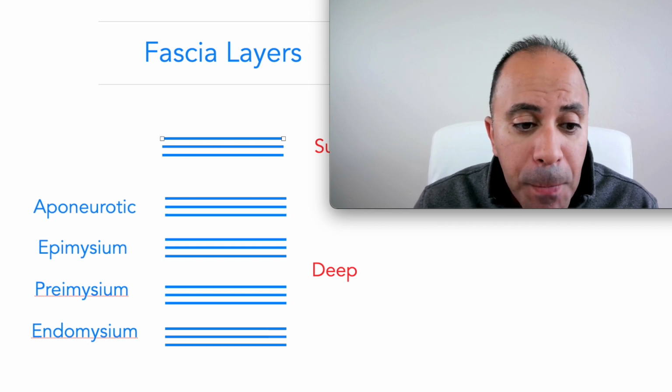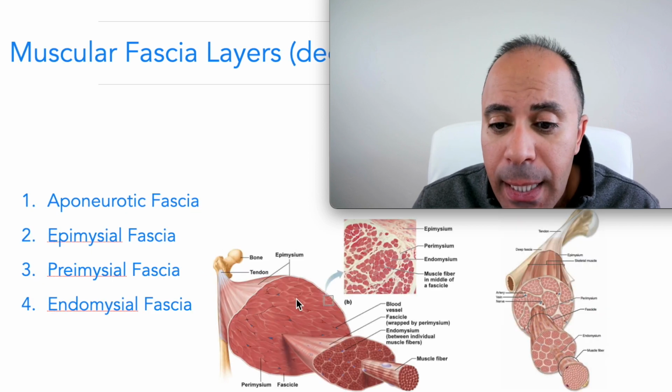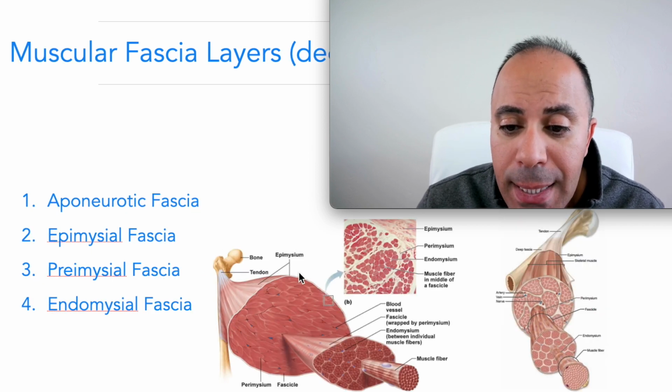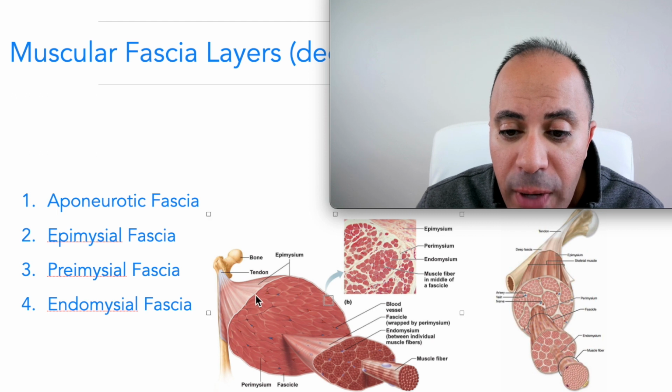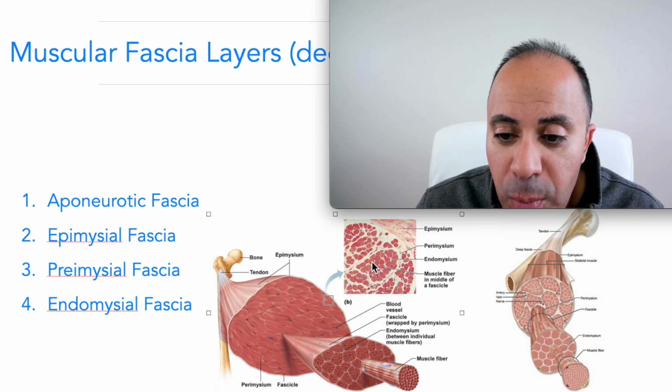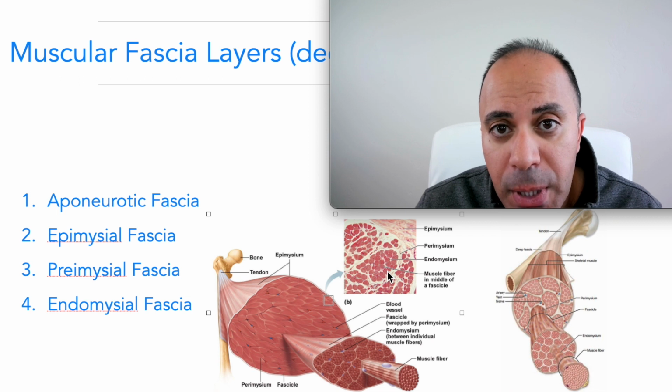So when we look here, you can see the epimysium wrapping each individual muscle here. Then you have the perimysium that wraps a group of muscle fibers, those individual bundles. And then at the end you have the endomysium that wraps each individual muscle fiber.